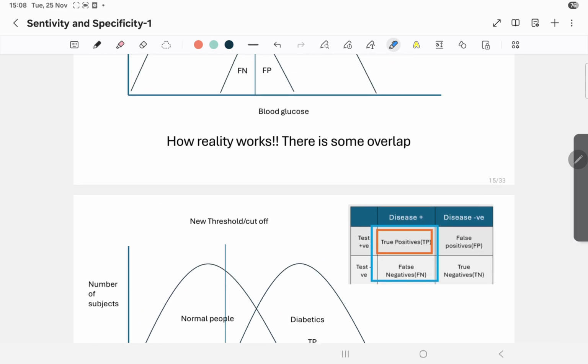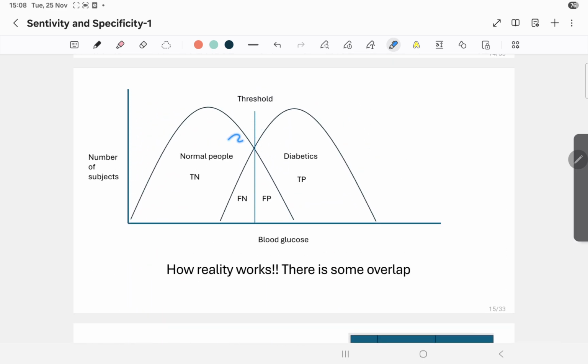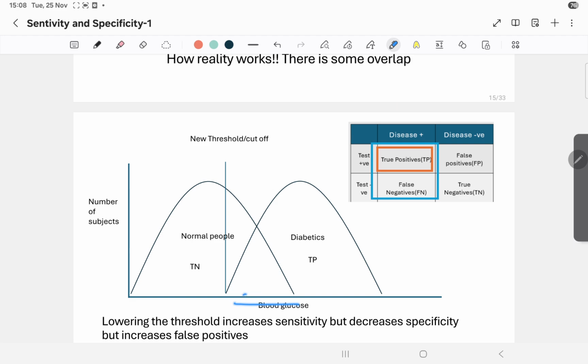If you see my previous threshold, I was not including these people in my positive test. But if I decrease my threshold, although I am catching more true positives, I am also catching some false positives. My test is positive for some normal people as well. So that is why lowering the threshold increases the sensitivity, catching more true positives, decreases specificity, this part, but increases false positives, this part. I hope this is clear.